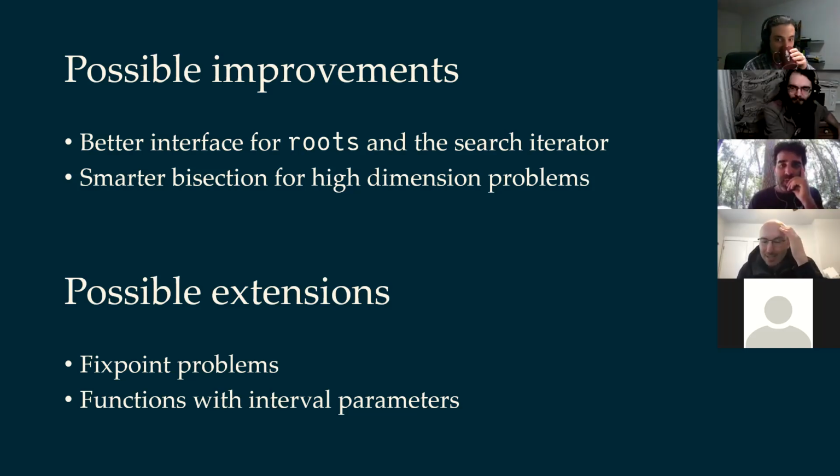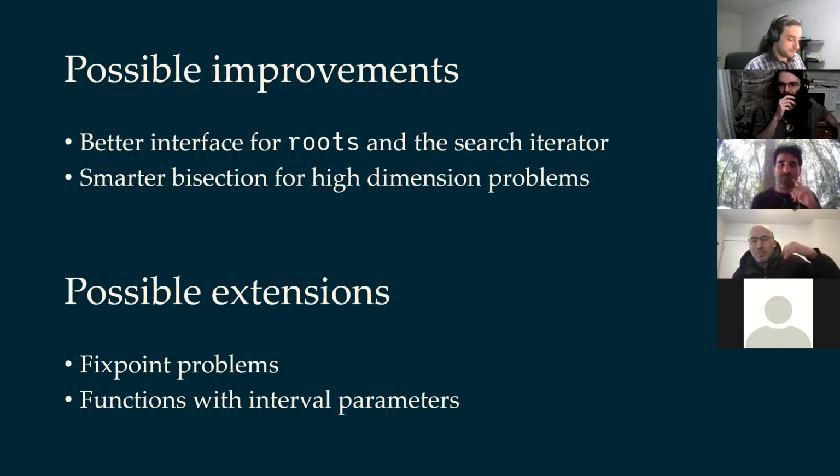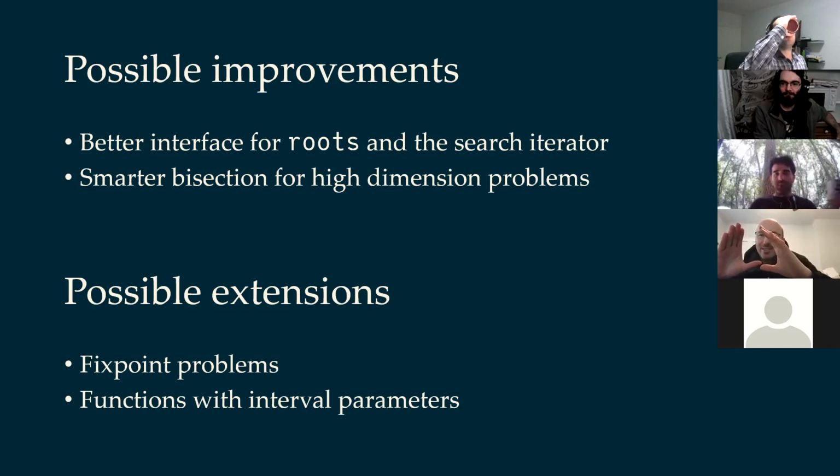Another comment I had is that Newton and Krawczyk are actually contractors in the same sense that I was talking about. So with Newton, if you pass in an x and you calculate Newton of x intersect x, that is now a contracted box that is still guaranteed to contain the root. So it's like a contractor for f of x equals 0 for that particular case.